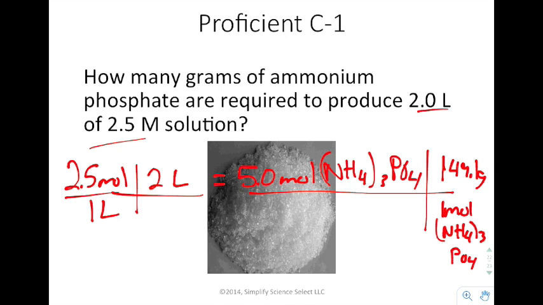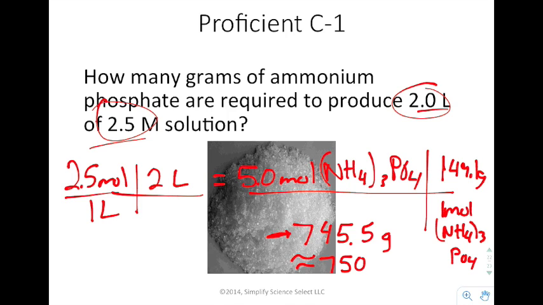And so when you do this, you multiply it out, you get 745.5 grams. Now you have to take into account significant figures. There are only 2 significant figures in both of these values right here, so this should really only be two significant figures, so we'd round it, and it'd be about 750. We don't want to put that dot there. 750 grams. So these two are significant, and that 0 is a placeholder.